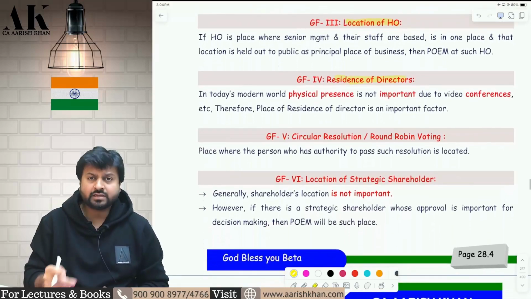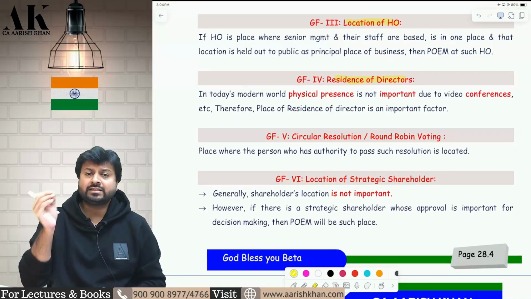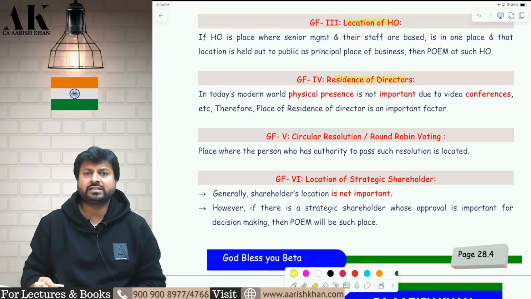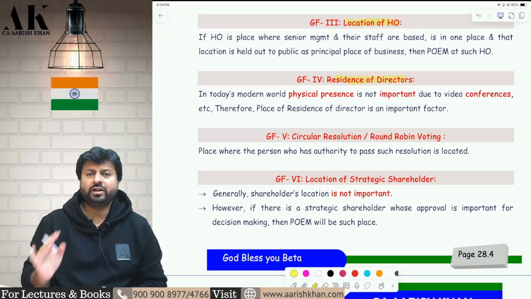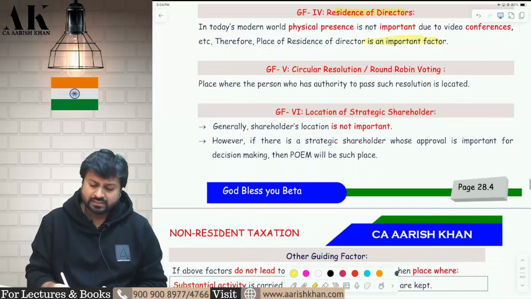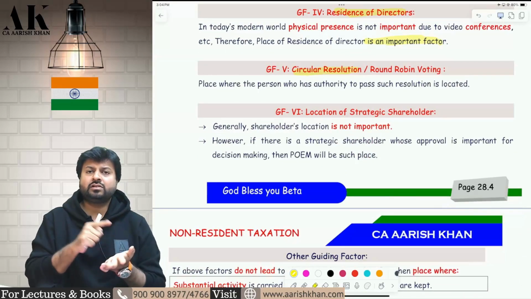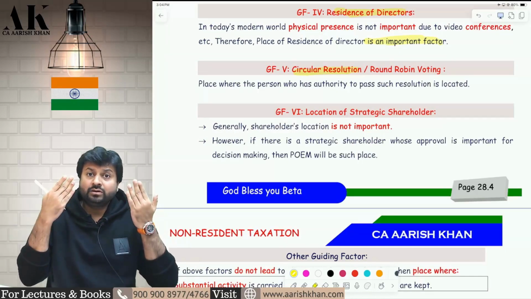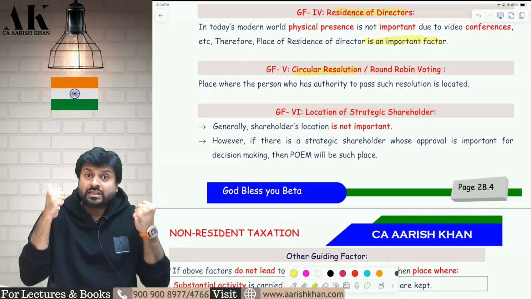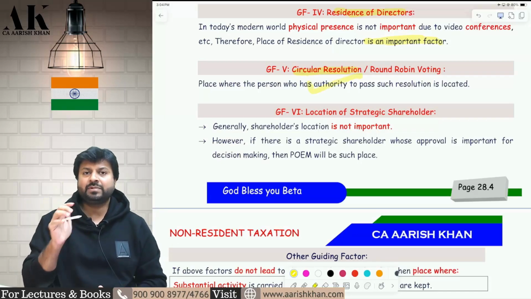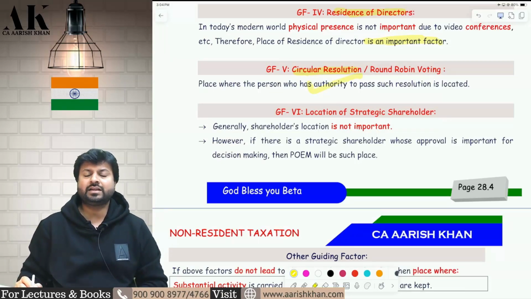Then the residence of directors is also important these days. Where directors are residing, there is no need to have a physical presence these days to have some meeting or conference. Everything can be done through a video conference. Therefore, the residence of the director is also important to determine the residential status, the POEM. Then circular resolution. If a circular resolution, which is also called round robin voting, is passed by a company, then who is eligible to pass that? Who has the authority to pass a circular resolution? That person. Where is that person located? That person's location can also be important to determine the residential status.